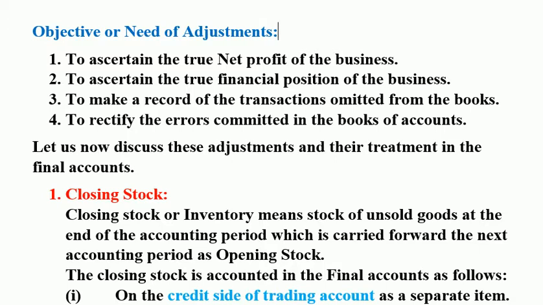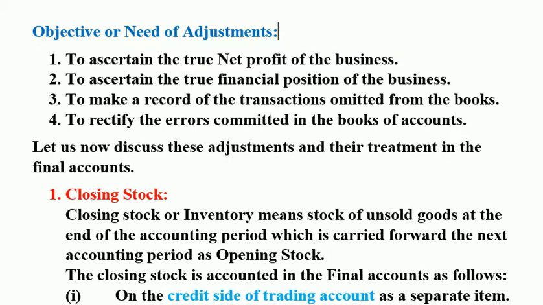Now let's proceed towards the second objective, to ascertain the true financial position of the business. As we know very well, financial position states the liabilities and the assets of the concern. So with the help of financial statements, we can ascertain the total liabilities and total assets of the concern, and find out how many assets and liabilities are in our organization.